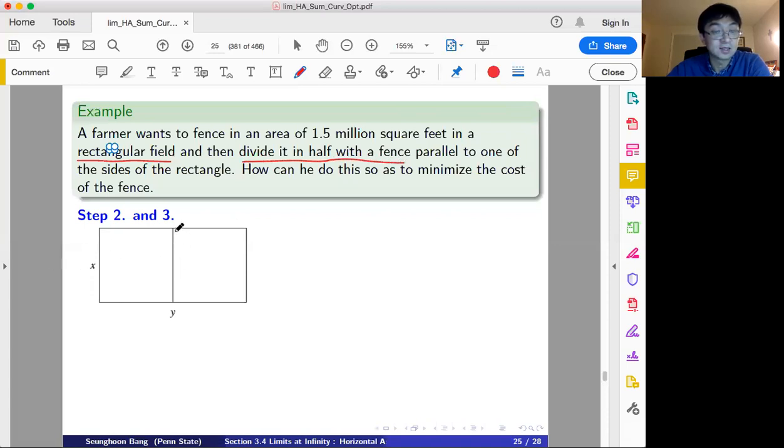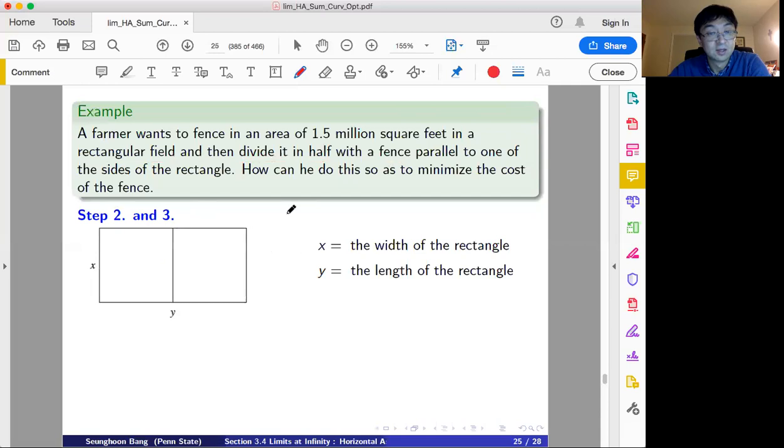This is X, this is X, this is X, this is Y, this is Y. We can use some symbols. X is the width of the rectangle, Y is the length of the rectangle. So what's the main problem? The main part is to minimize the cost. How can you minimize the cost? Just minimize the amount of fencing, right? So you have to minimize the amount of fence. You can minimize the cost automatically.